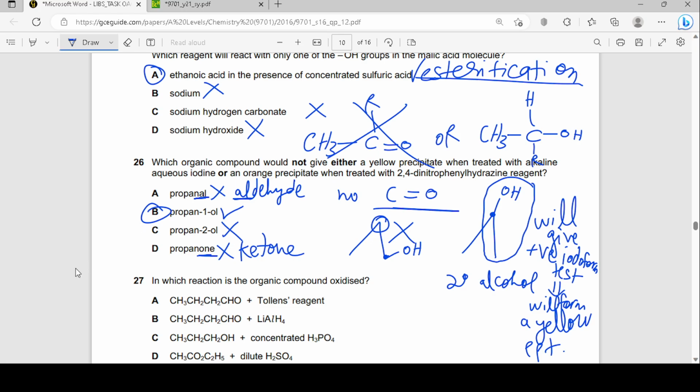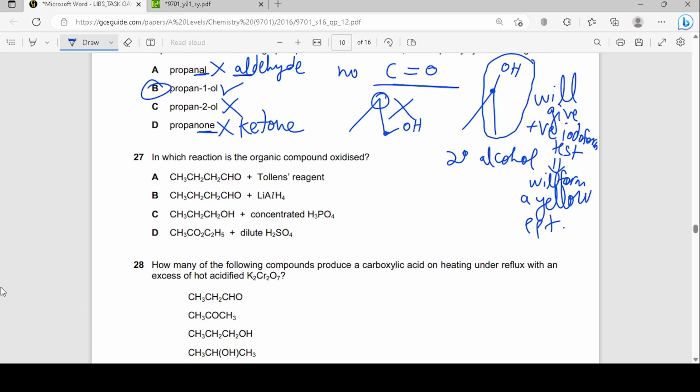Question number 27. In which reaction is the organic compound oxidized? So we have CH3CH2CH2CHO, which is an aldehyde, and it's reacting with Tollens' reagent. Yes, Tollens' reagent does give a positive test with the aldehyde. It's the silver mirror test, right?